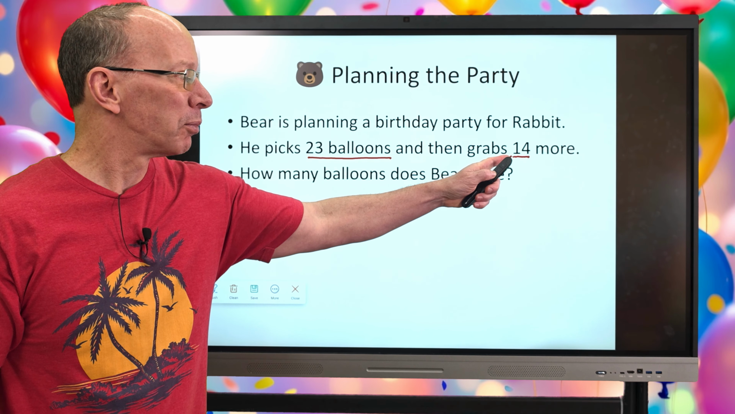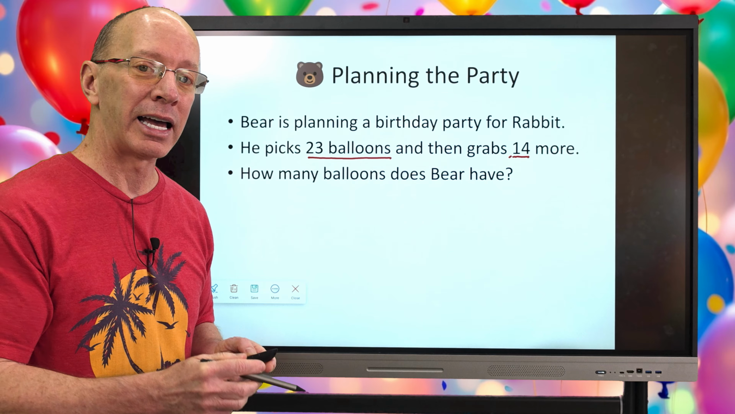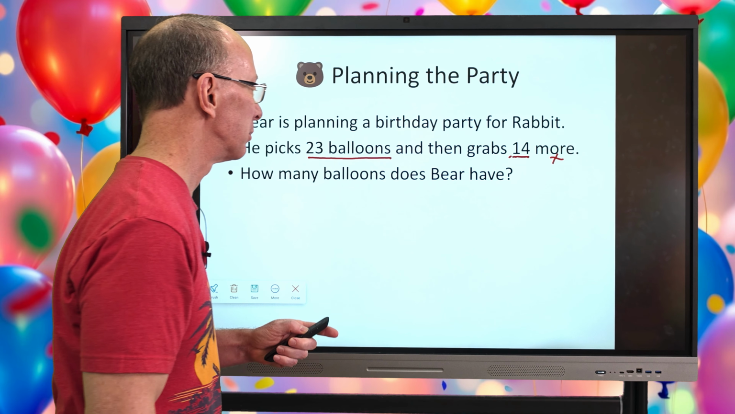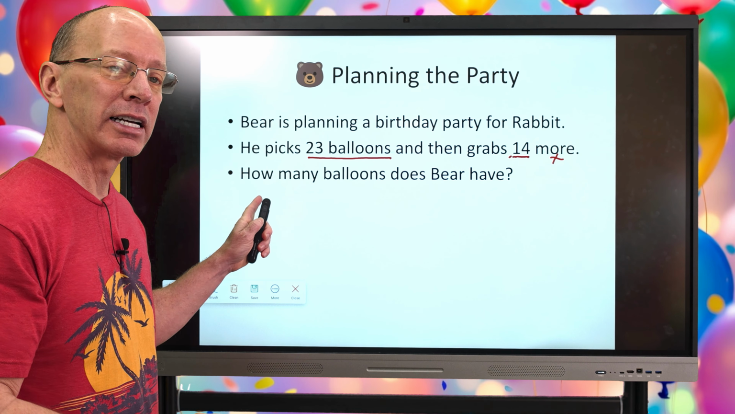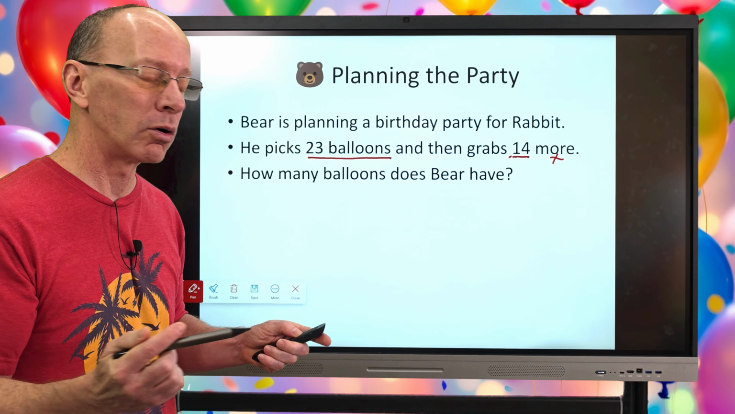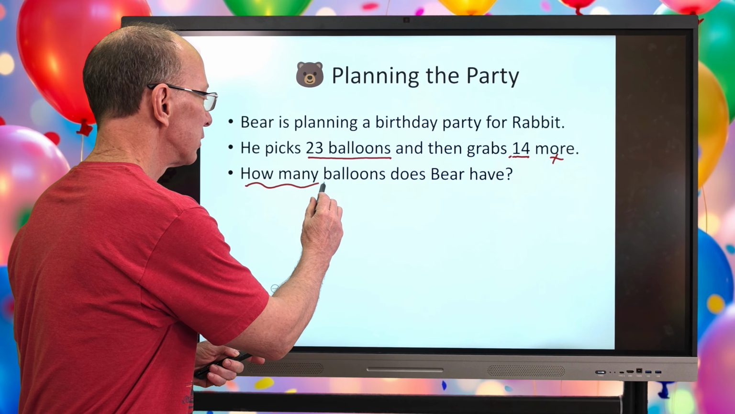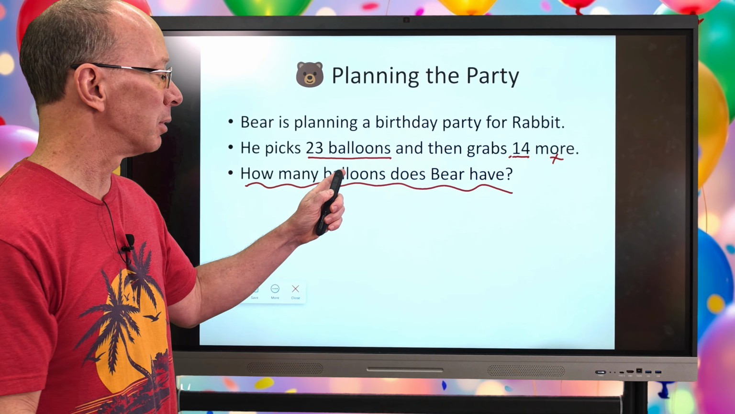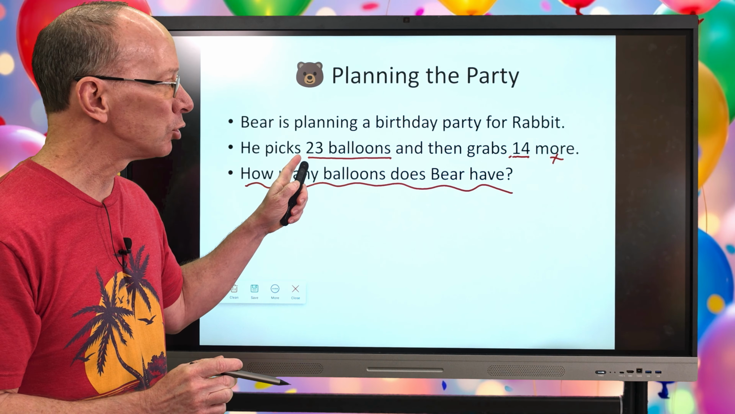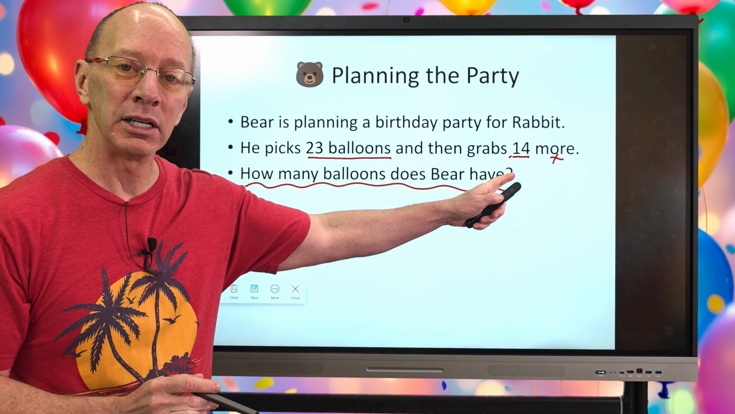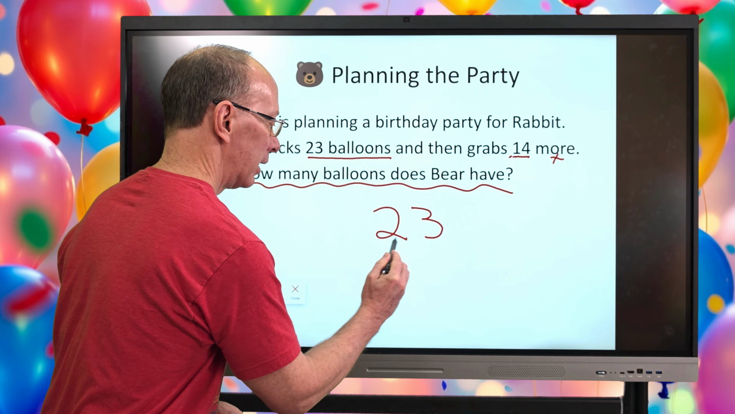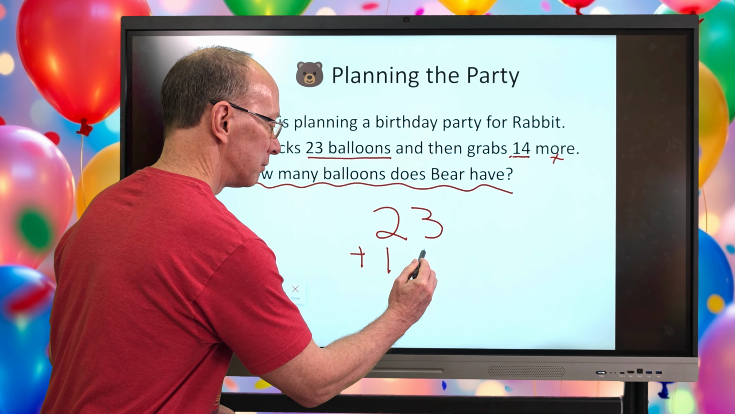Whenever we see the word more, usually that is going to mean that we're going to be adding. So if you want to, you can always put the addition symbol there. For the question, I always like to make a little squiggly line to highlight the question, just so I know what we're doing. I need to figure out how many balloons does Bear have. So now I'm going to add 23 plus 14. I'm going to put 23 right here, and then I'm going to add 14, just like that.